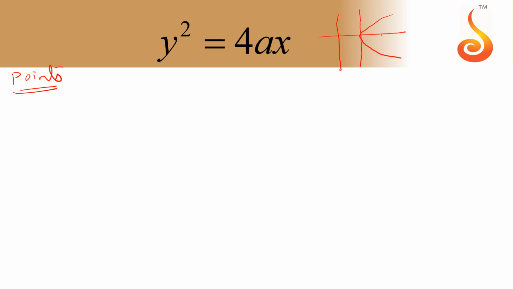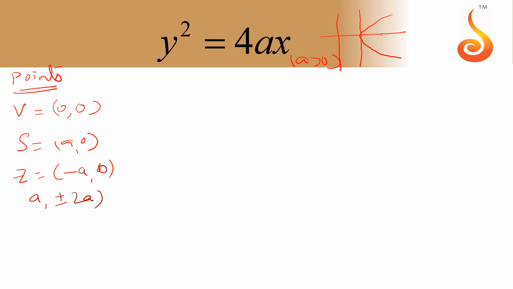You know, the main one is the vertex which is at the origin, and the focus (a, 0). You know that a is always greater than 0, and Z which is (minus a, 0), and the extremities of latus rectum (a, plus or minus 2a).